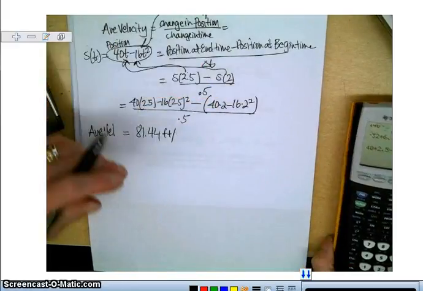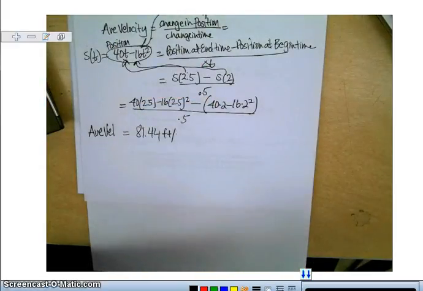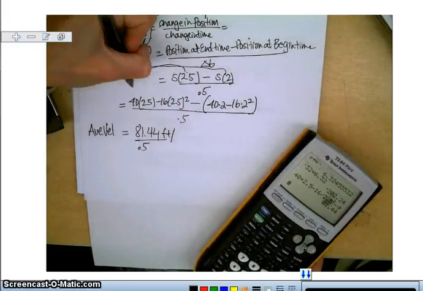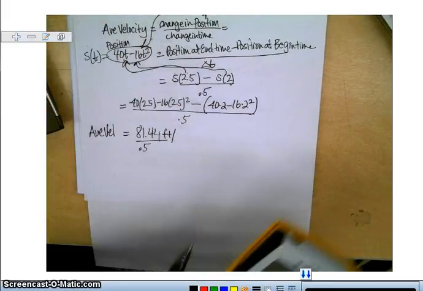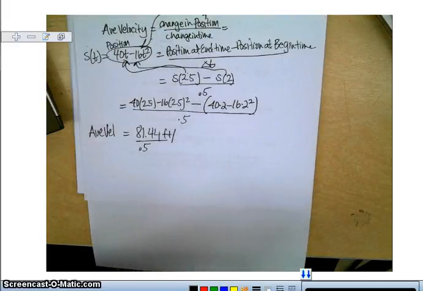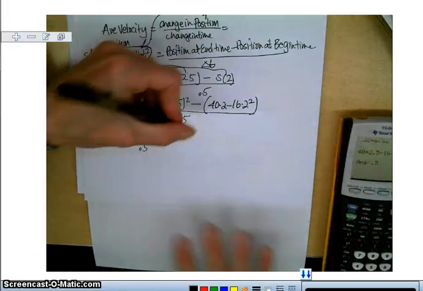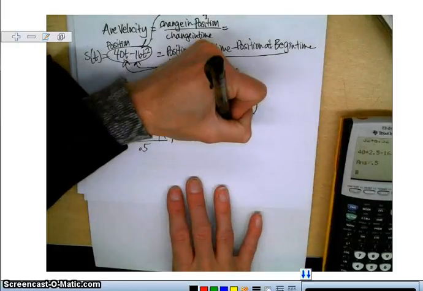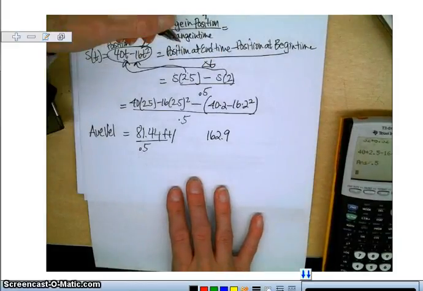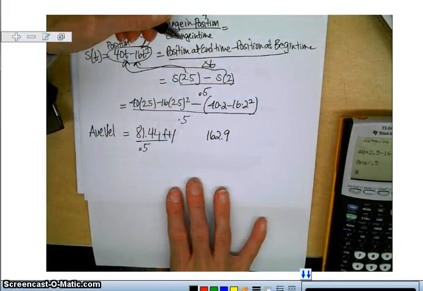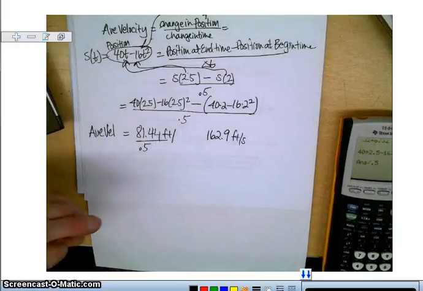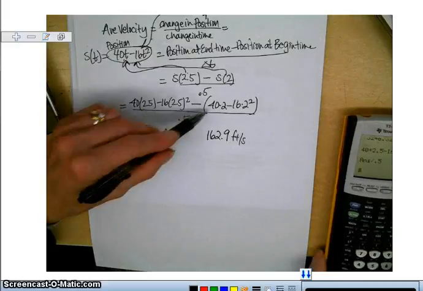Oh, you know what I didn't do? What do I have to divide by? That's over 0.5 still. So the average velocity is that divided by 0.5. So that's 162.88 or so. And the label on velocity? Feet per second. I think I typed that in right.